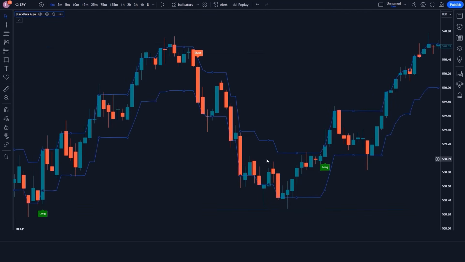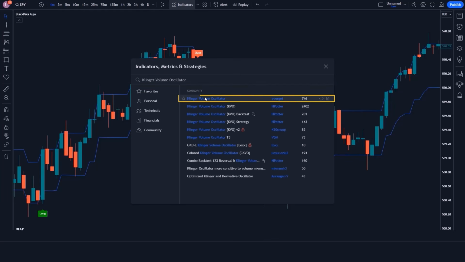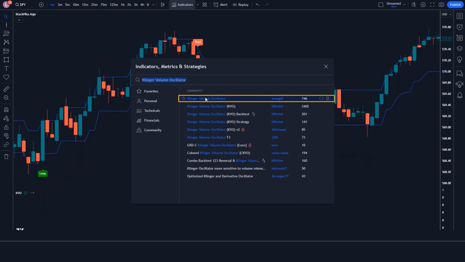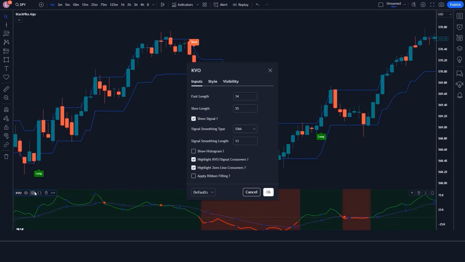After that we have to apply another indicator on the chart. We will search Klinger Volume Oscillator in the search box of TradingView. After that we have to click on the Klinger Volume Oscillator option, in which we have to change some settings. We have to change this fast length option from 34 to 30. We have to change this slow length option from 55 to 50.